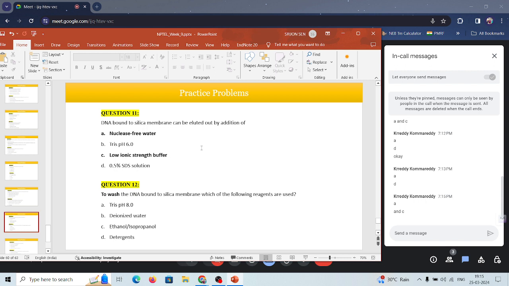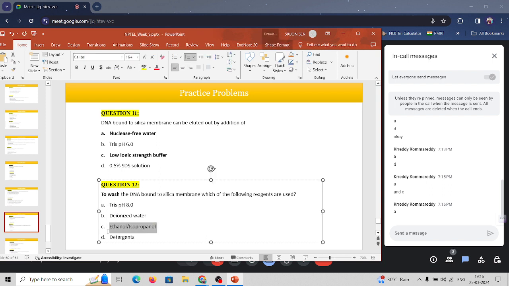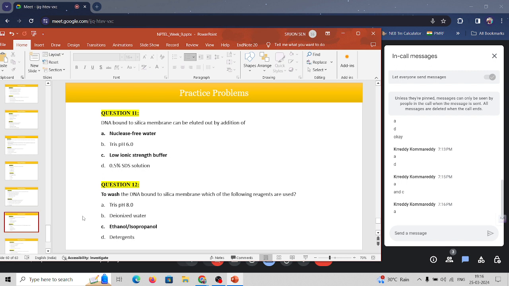Any guess? You can just guess it, it's not a problem. Just guess a particular option. Yeah, you say Tris pH 8.0, but that is used as an elution buffer. So if you're trying to wash it, it just gets eluted. So Tris cannot be used. If I go with the deionized water, that is also used as an elution buffer. Detergents would hamper the DNA. So ethanol or isopropanol, 70%. Ethanol isopropanol is used for washing the DNA bound to silica membrane. Good.